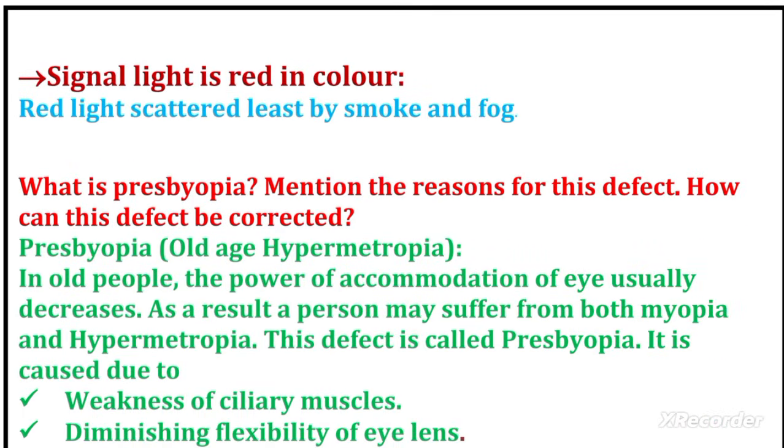Next question. Signal light is red in color. Why? Which is a dangerous light, also asked in examination. Red is a danger. Red light is scattered least by smoke and fog.